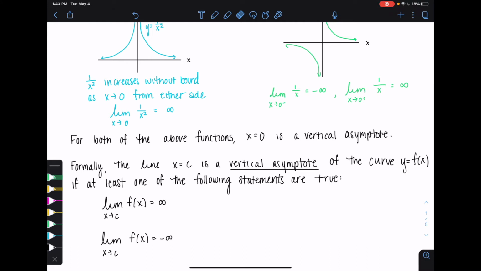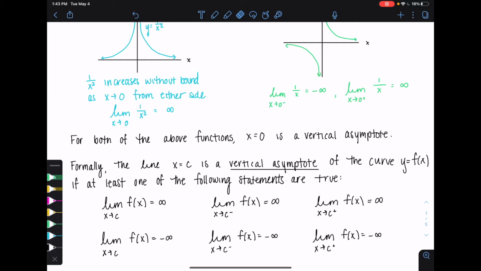So if you approach c from either side, your function goes to positive infinity or negative infinity, like it did in this case. If I approach c from the left-hand side, it goes to one of the infinities, like here. When I approach 0 from the left, I go to negative infinity. So x equals 0 is a vertical asymptote. If you approach from the right and you get plus or minus infinity, it's a vertical asymptote.